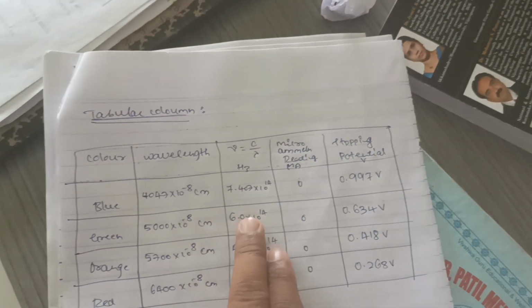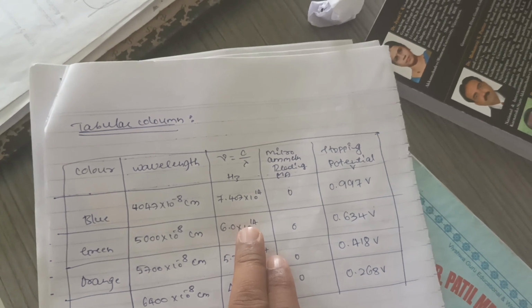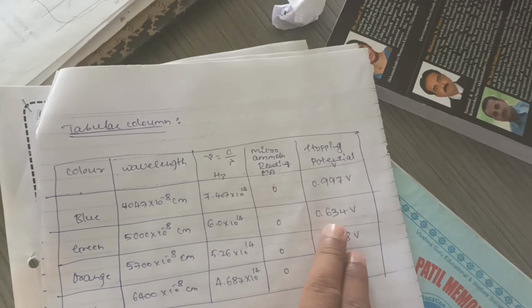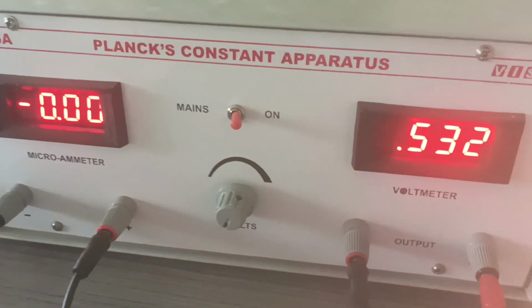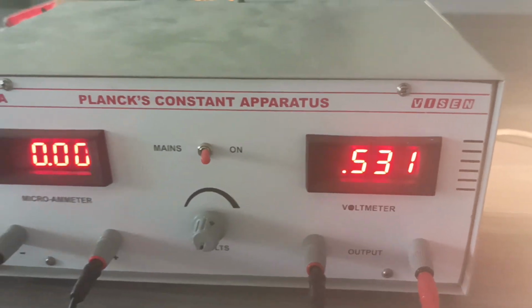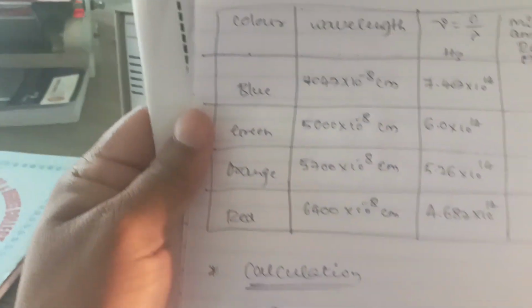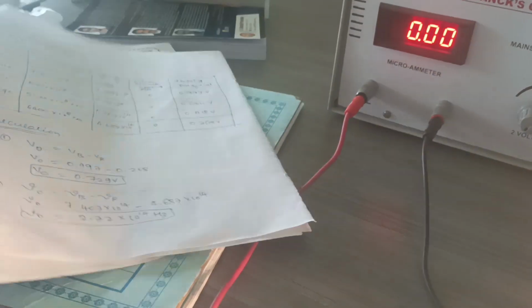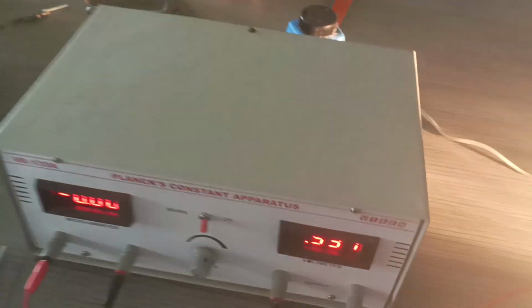The wavelength is given, and you can calculate the frequency as c by lambda. The micrometer reading is 0 and the corresponding stopping potential in the table is different, but in our case we are getting 5.31. Now, students, similarly we can do this for orange and red, and finally there will be the calculation part and the graph.